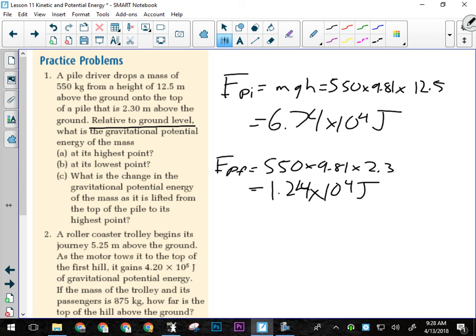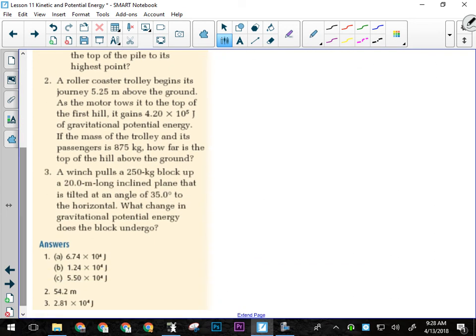Let's have you guys try 2 and 3 here now. We've done lots like that. Actually, we're out of time because it's 9:28. So next week, we'll talk quickly about kinetic, and then we'll talk about conservation of energy, which should be a review for everybody.